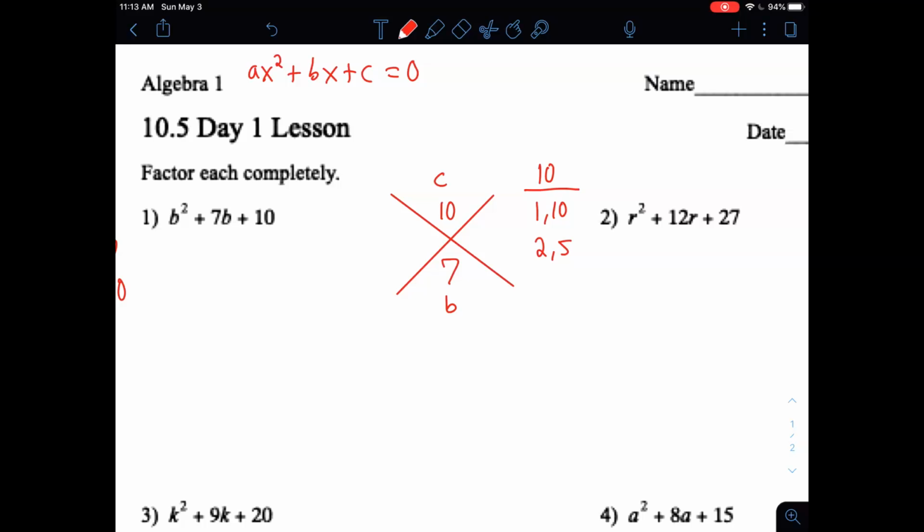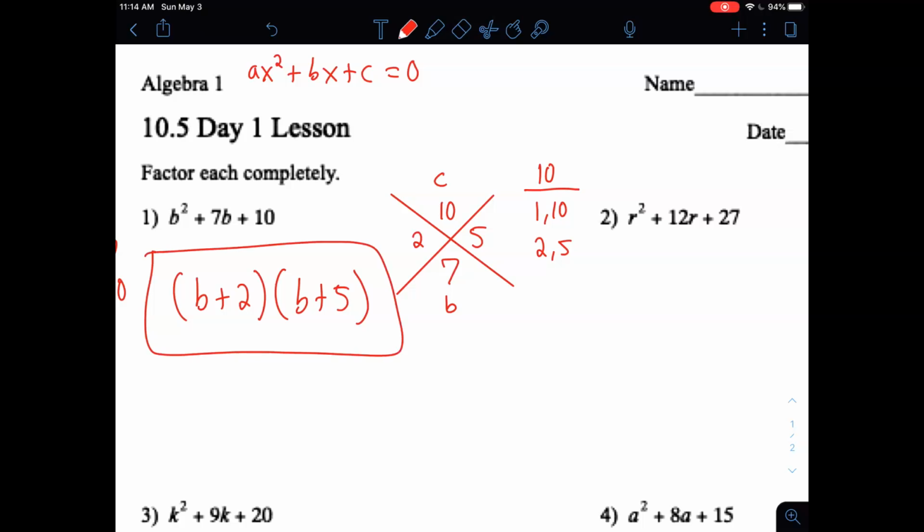So now we need numbers that multiply to 10 that add to 7. Which of these numbers are going to add to 7? 1 and 10 or 2 and 5? Well, 1 and 10 is 11. That's going to add to 11. What about 2 and 5? Does that add to 7? It does. So our final answer is not going to be 2 and 5. What factoring is trying to do is take this and get it back to a FOIL type situation with two binomials. So our final answer is going to be b plus 2 times b plus 5. And that is our final answer.